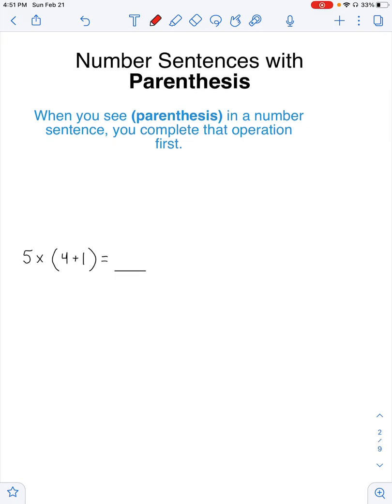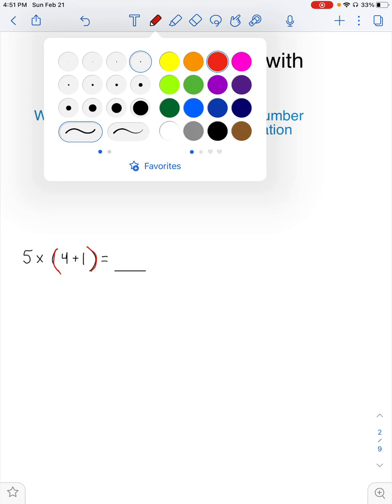We are looking at number sentences with parentheses. So when you see a number sentence with parentheses, remember parentheses are these kind of bracket type things that kind of look like they're giving the numbers a hug or they're holding them together. When you see that in a number sentence, that's going to tell you automatically that that is what you need to do first. You have to complete whatever is inside the parentheses first before you can do anything else. Let's see how that works.